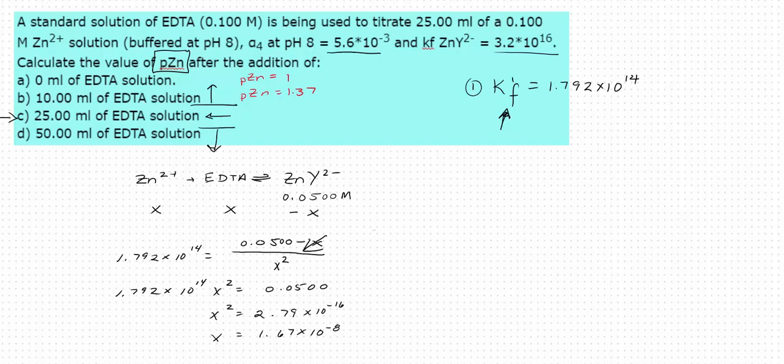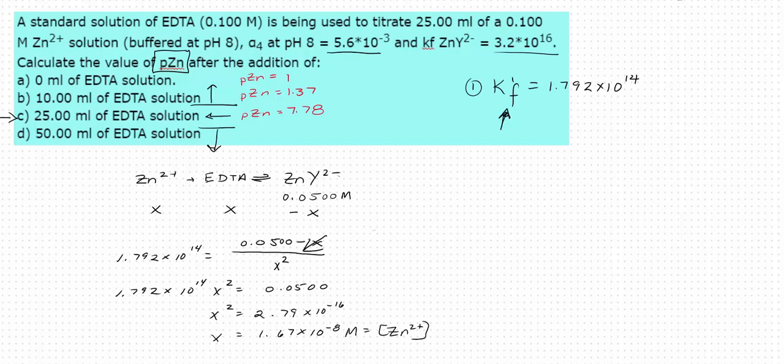So now we need to analyze. What does x represent? Well, x represents the concentration of the zinc at this point. So we need to find the pZn. So in my calculator, I'm just going to hit log of that value. So the negative log of that value is the pZn. So pZn then is 7.7777. So I'll round that to 7.78.